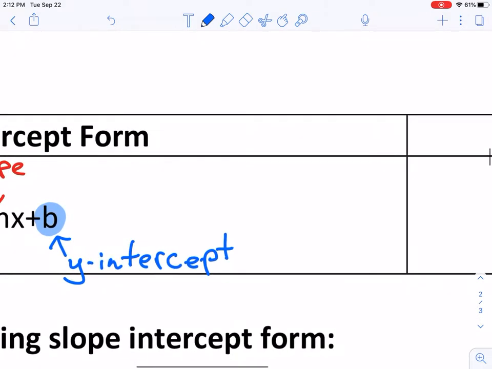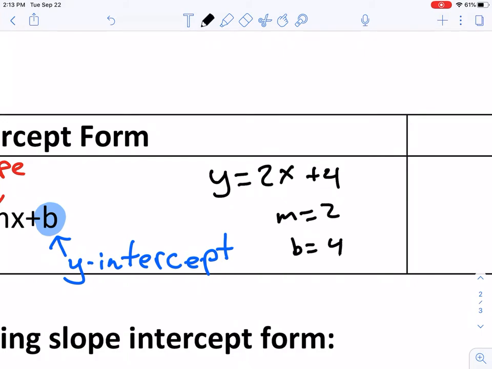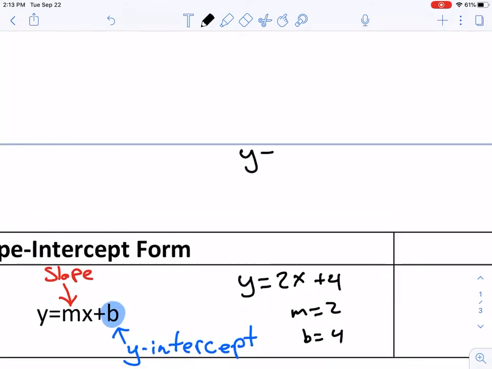So you may see something like y equals 2x plus 4. In this case, our slope, or our m, is 2, and our y-intercept is 4. If we saw something like y equals negative x plus, or we can say minus 6, our slope is the value next to x. It's the value that's multiplying with x. In this case, it's a negative 1. And our y-intercept is a negative 6. So we leave the signs attached.